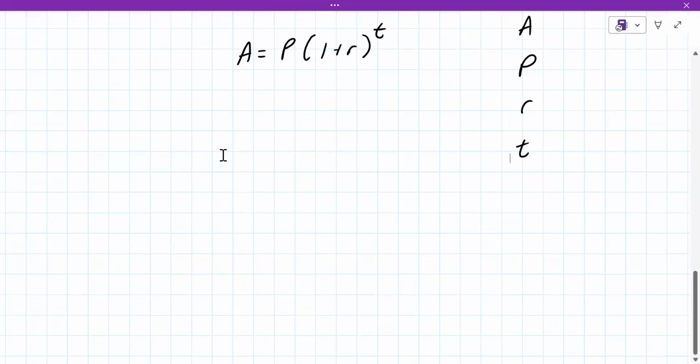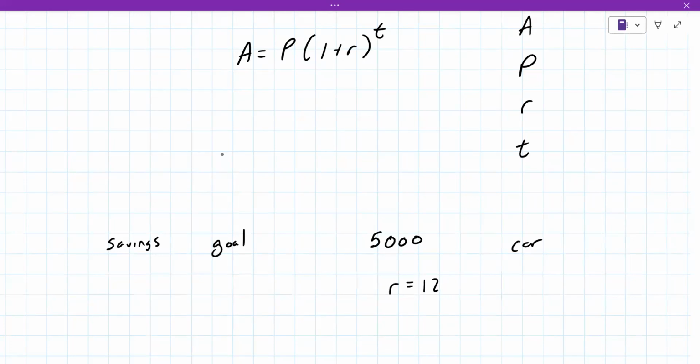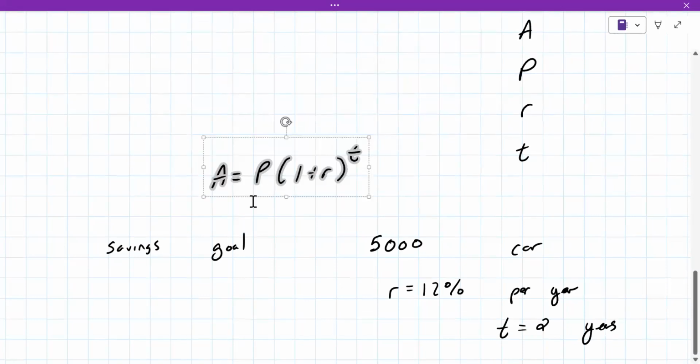Let's say you had a savings goal. You wanted to save $5,000 for a car, for example. You know that if you invest your money well, you can get a rate of return of 12% per year. And you're how old again, roughly? 14. So let's say we have 2 years to do that. Not a ton of time, but some time. We can use this formula to solve a real problem.